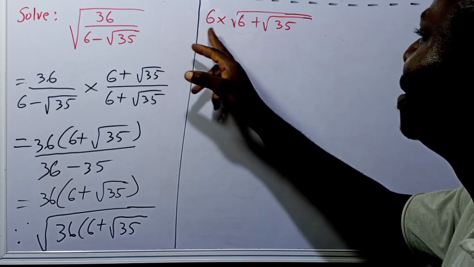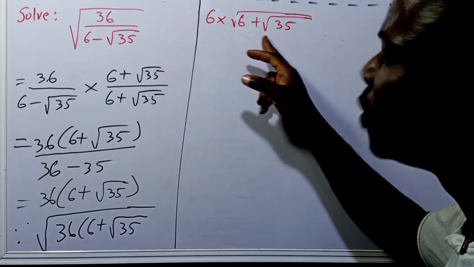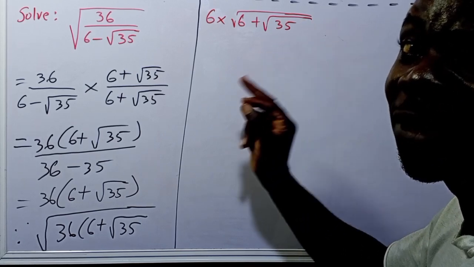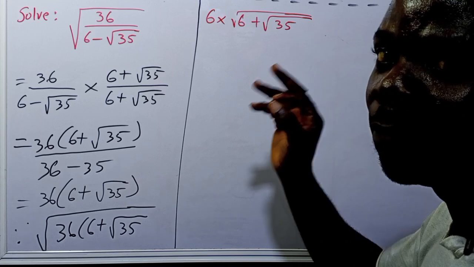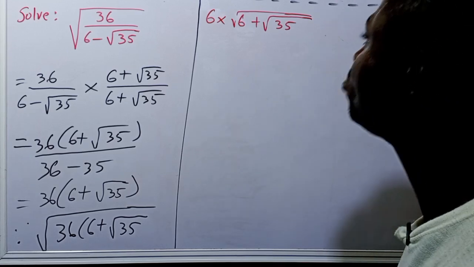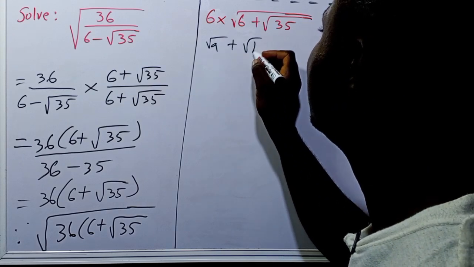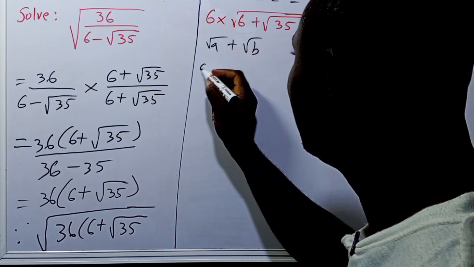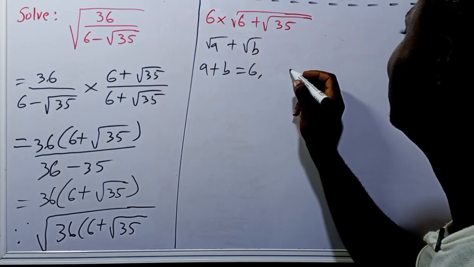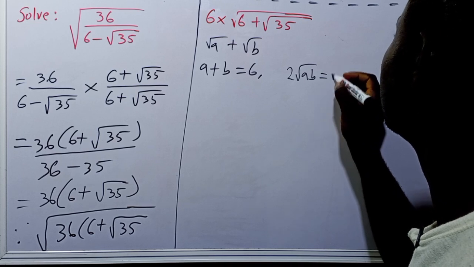This is 6 times square root of 6 plus square root 35. Since this is a nested radical, there must be a hidden pattern, because in any expression you always look for the hidden pattern. When you have the right key to a door, you are free from tension. Now let's continue. You can say square root a plus square root b, meaning a plus b is equal to 6, and at the same time 2 square root ab is equal to square root 35.